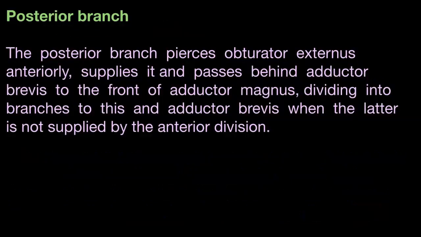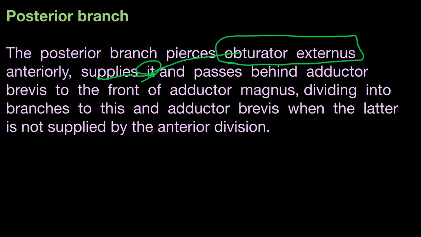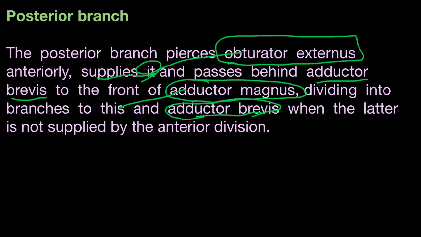Posterior branch pierces obturator externus, right, and supplies it anteriorly, that means supplying the obturator externus, and passes behind adductor brevis, right, behind the adductor brevis to the front of adductor magnus, dividing into branches to this, that means adductor magnus and adductor brevis, when the latter is not supplied by the anterior. If the anterior division doesn't supply adductor brevis, it will be supplied by the posterior branch of obturator. So passing behind the adductor brevis, it supplies the adductor magnus, obturator externus, and adductor brevis.